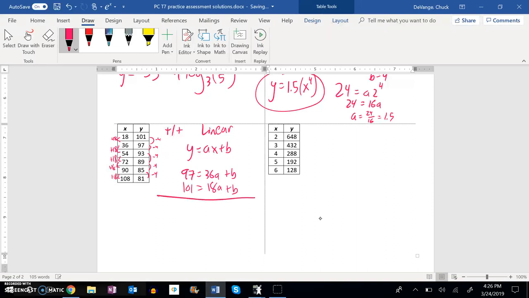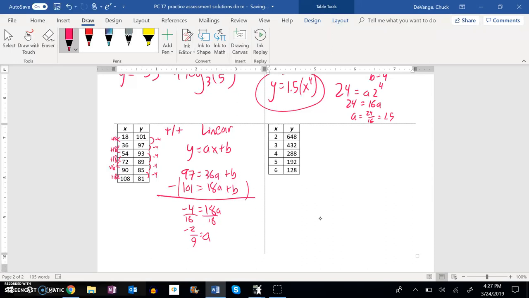And since everything's added here, I'm going to do some subtraction here. 97 minus 101 is negative 4. 36a minus 18a is 18a. And b minus b is 0, which I wanted to happen. Divide both sides by 18, I get negative 2/9. So a is negative 2/9.